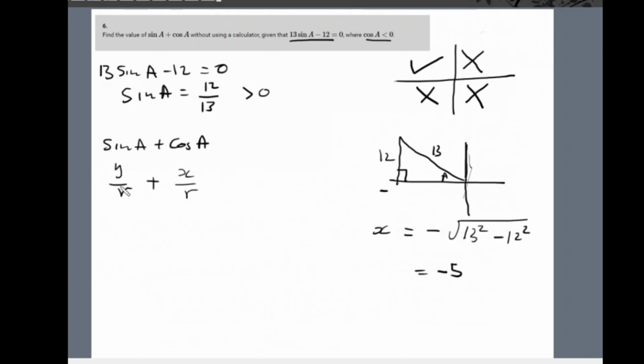So now we can calculate the summation of our two ratios. Sine A is y over r, y is 12, r is 13, and cos A is x over r, x is minus 5, and r is 13. So now you can punch this in your calculator. You will have 12 minus 5 all over 13, that is 7 over 13, and then you are done.